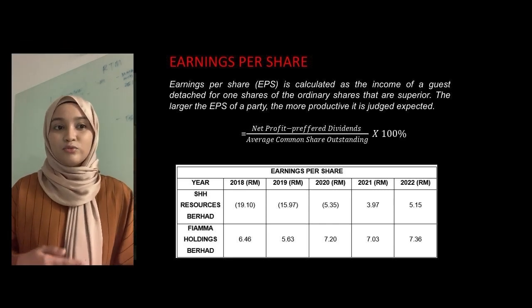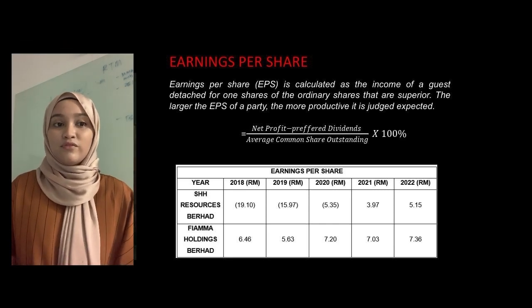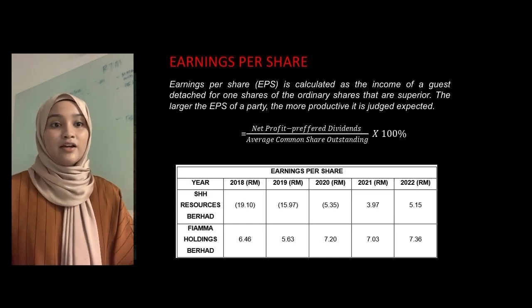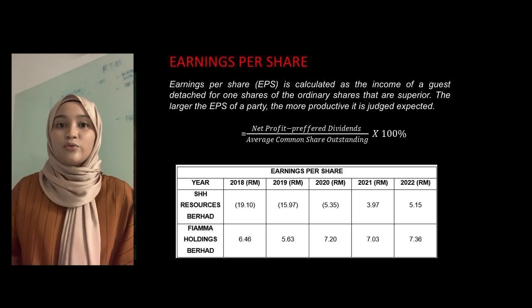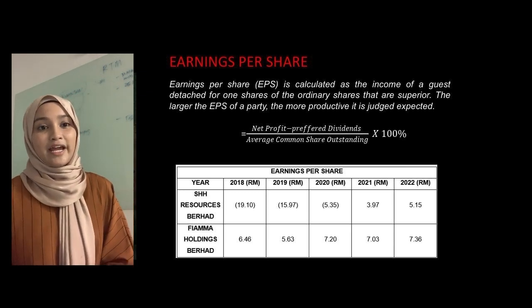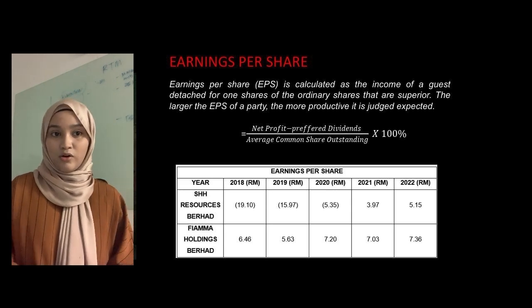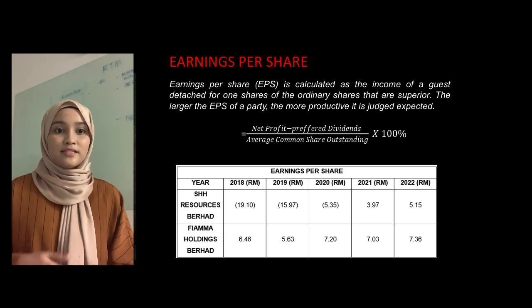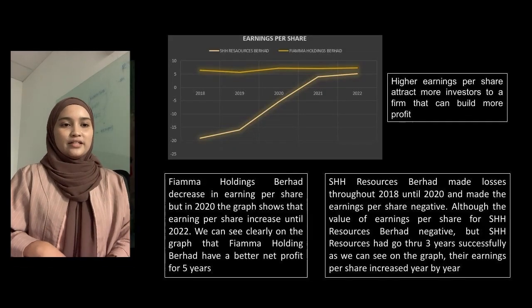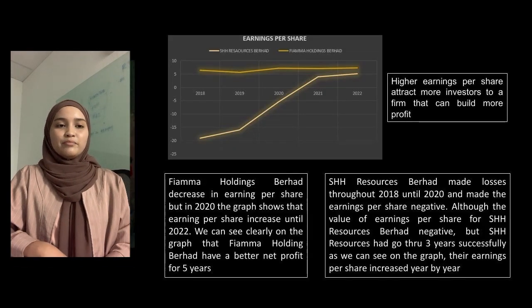Fiamma Holdings from 2018 until 2022 was positive. So starting from 2018, 6.46, 2019 5.63, 2020 7.20, 2021 7.03, and last year for Fiamma Holdings, 2022, 7.36. And now we can see the graph of earnings per share.